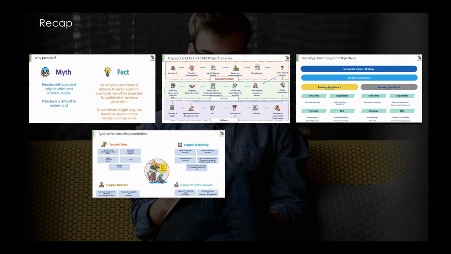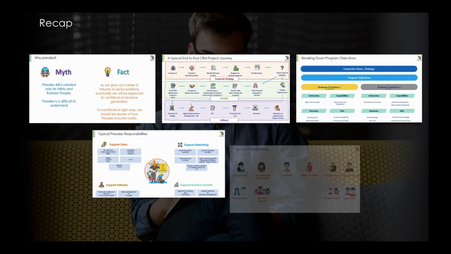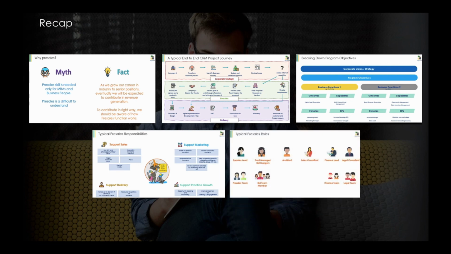Then we talked about pre-sales responsibilities, where we saw how a pre-sales team supports sales, then supports marketing, how they support delivery, and obviously supports their own practice. Lastly, we saw a typical pre-sales role, where we talked about practice pre-sales, and then the centralized bid team. We talked about the solution engineer and architect. Then we talked about the sales consultant, legal team, and finally the finance team, who help in creating RFPs and other responses.